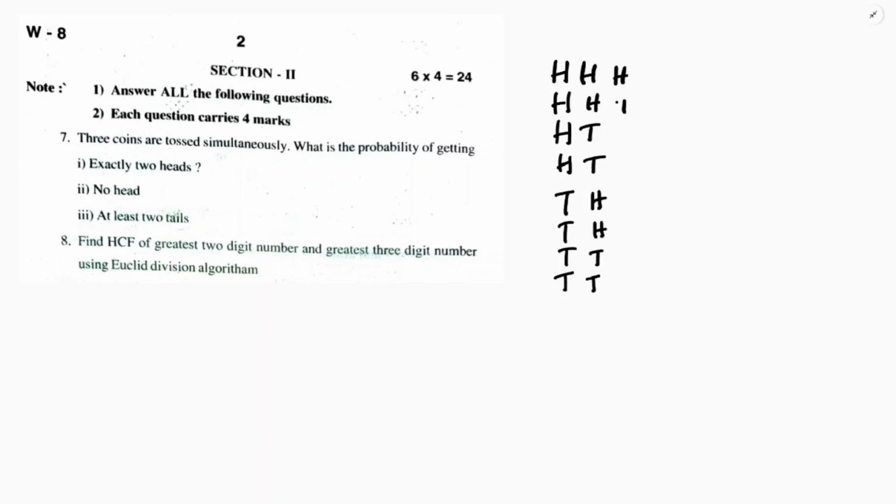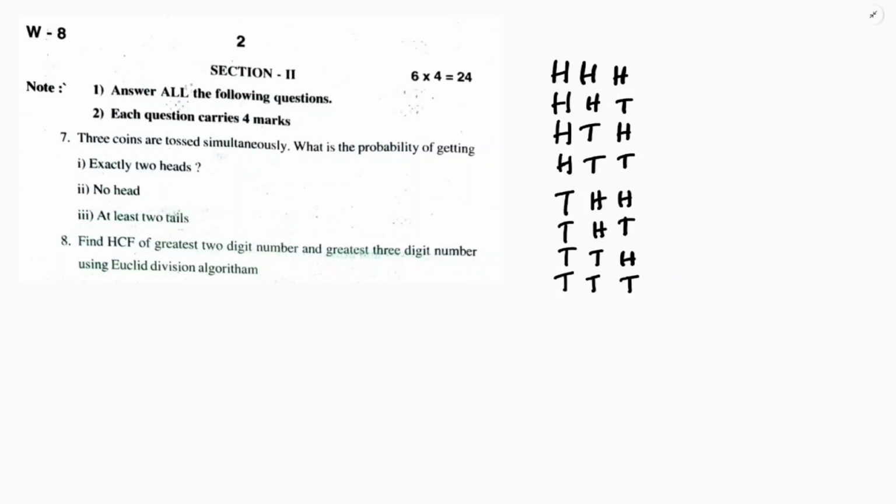So here, with 3 coins, the possible outcomes you can write like this: 4 with heads first, then 4 with tails first. So total outcomes will be 8. Write HHH, HHT, HTH, HTT, THH, THT, TTH, TTT. So you need to see like this, 8 outcomes. Total outcomes are 8.